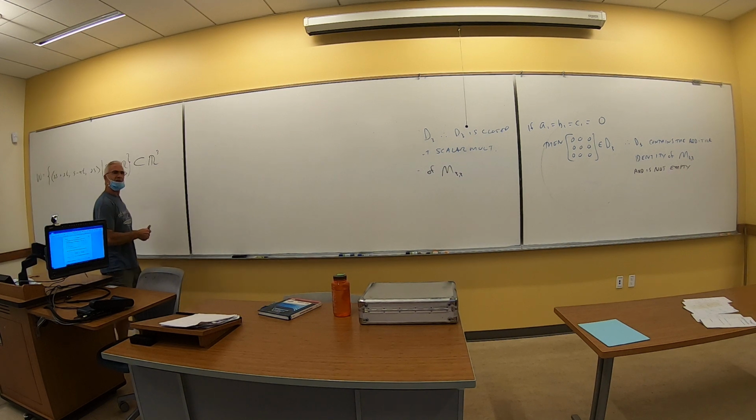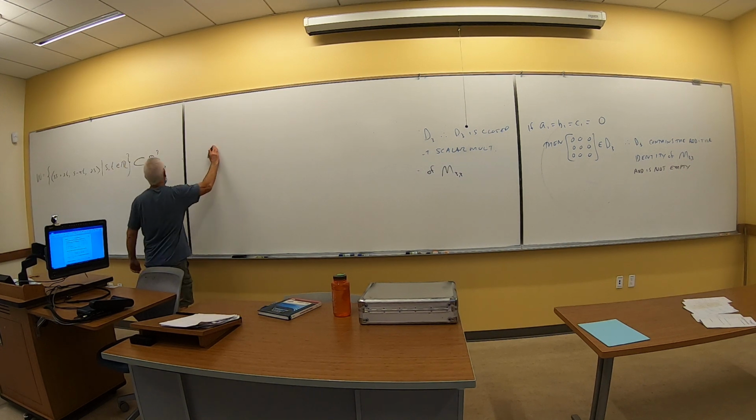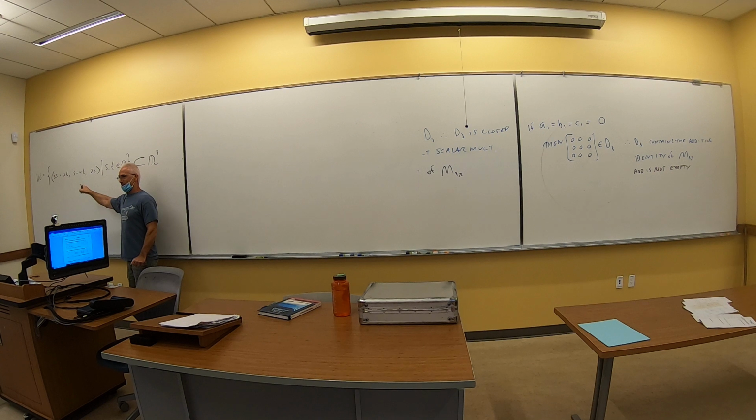All right, I want to prove this is a vector space. So let's describe two vectors. Now, that's a capital W. I'm going to make up two vectors, and I'm going to call them little w's.